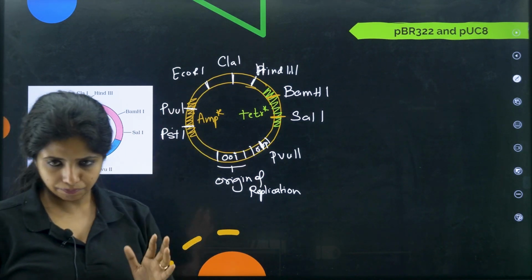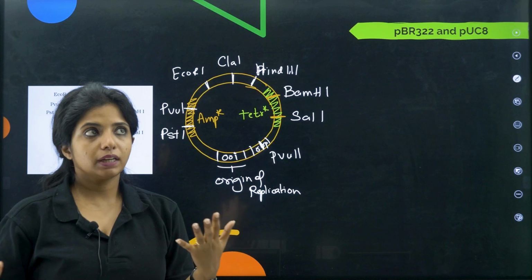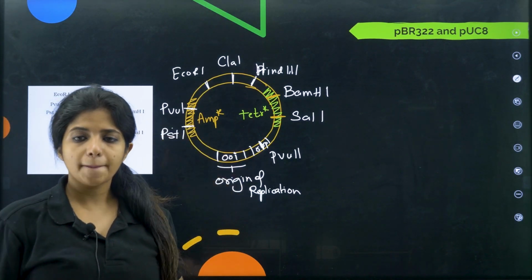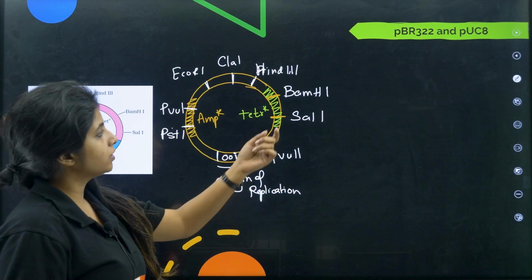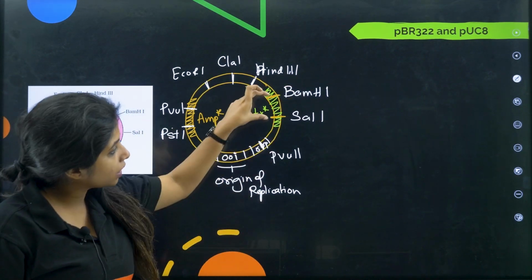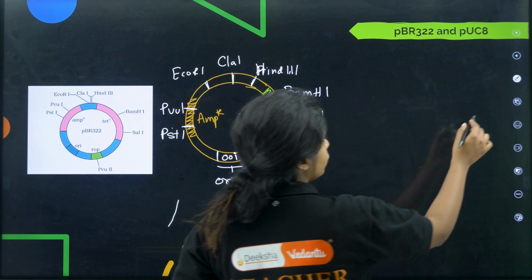Now what is the use of this? Listen. pBR322 is a plasmid that can be used as a vector for any bacteria and things like that. How can I use it? Suppose the BamH1 enzyme is being used. It will make a cut over here, and I am going to put my gene of interest over here.